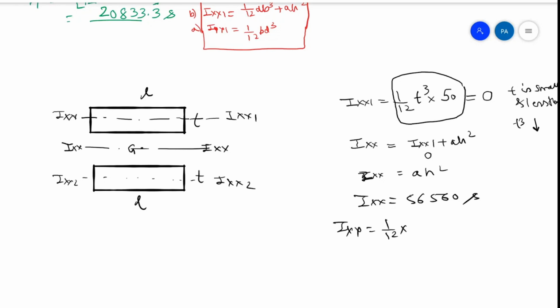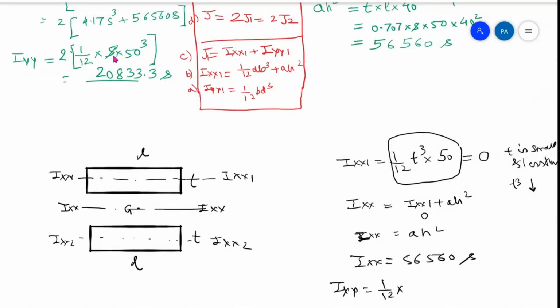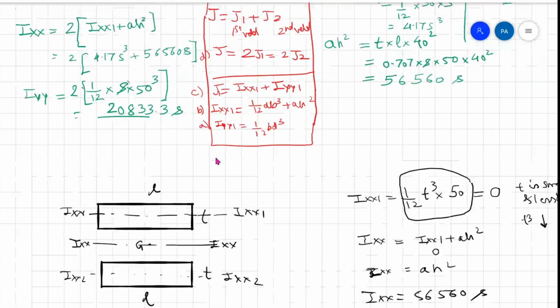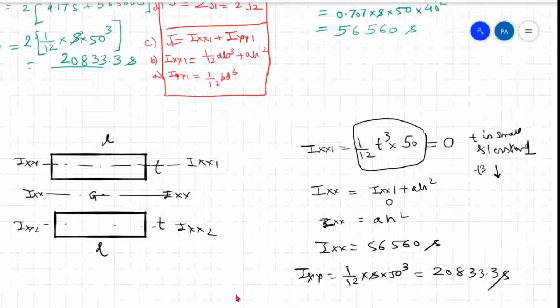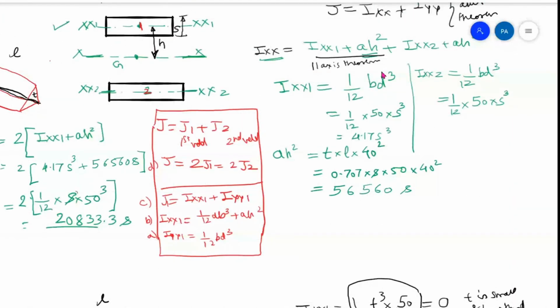Now what is Iyy? Iyy is same as usual, and there is no change in that. Iyy is 1 by 12 s into 50 cube. So that is equal to 20833.3 s. So what has happened here? This term is eliminated. We are making it 0. So next time when you solve this sum, you will not do this calculation. You will straight away write Ixx1 is equal to 0 as T is small. That's it. Sufficient.